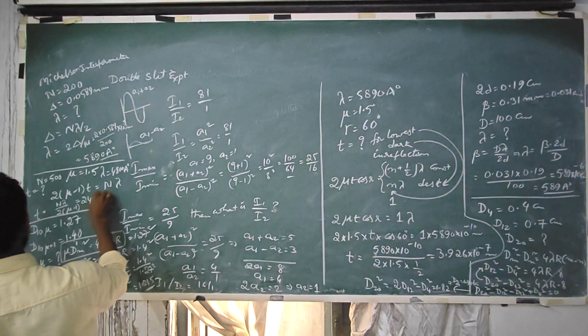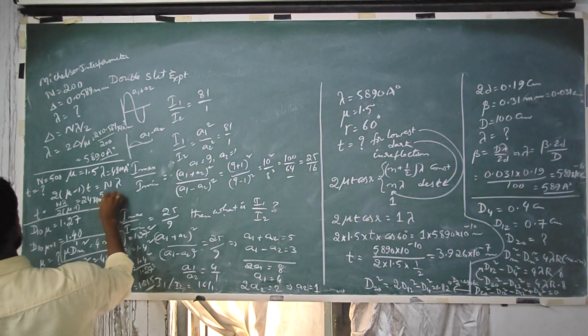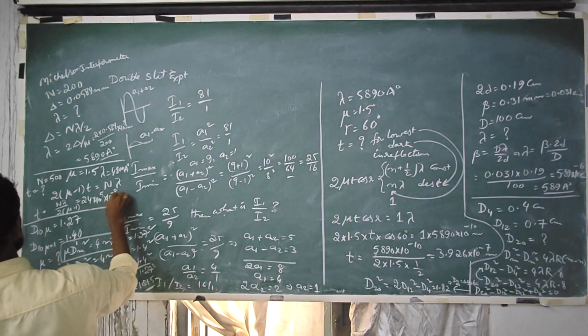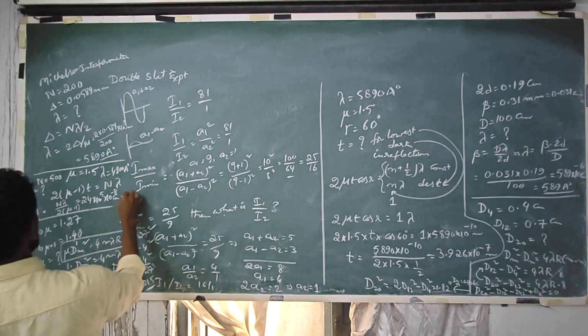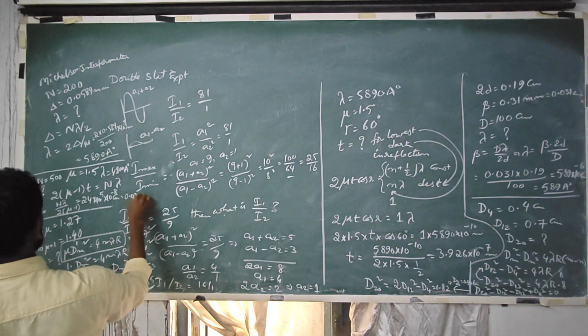24 into 10 power 5 into 10 power minus 8 centimeters, that is 0.024 centimeters.